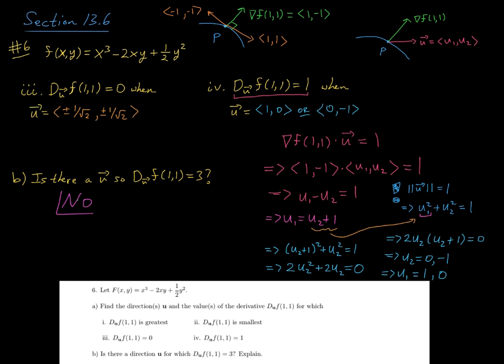And why is that? Well, remember back here in part A, part 1, we found that the max of the directional derivative is just the magnitude of the gradient vector, and that is the square root of 2. And that's, of course, less than 3. So we can never achieve a value of 3 for that directional derivative, and that's going to do it.